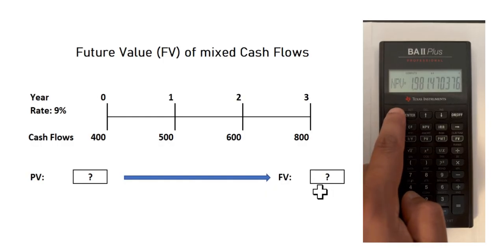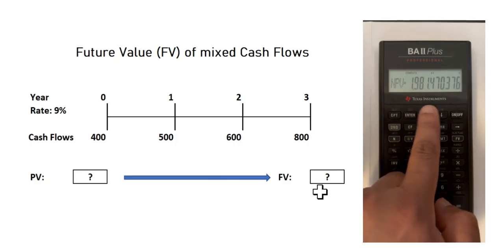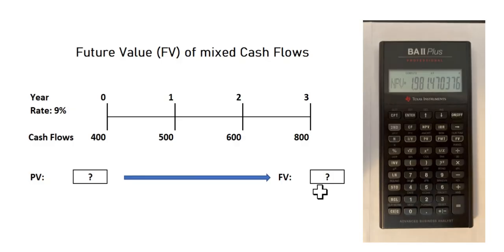The NPV of all these cash flows is 1,981.47. In other words, the present value of the 800, the 600, the 500, and the 400, discounted back 3, 2 and 1 period and 0, is 1,981.47. What that means is that 1,981.47 is financially equivalent to all 4 of these cash flows altogether.